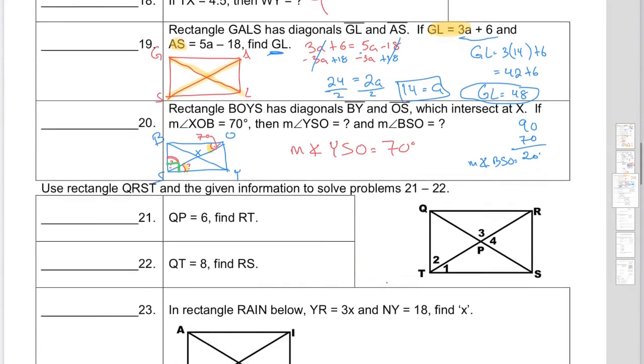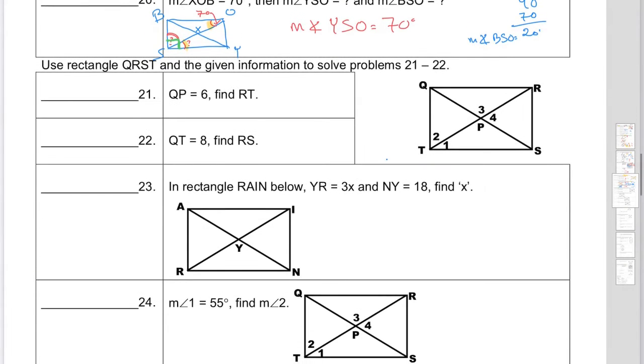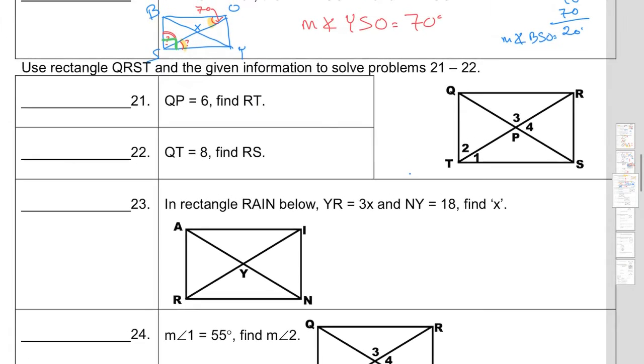Alright, so moving on to questions 21 through 25. So starting with 21, the first thing I'm going to do is read the instructions. They're telling you that this shape is a rectangle, so all the properties of a rectangle apply here.